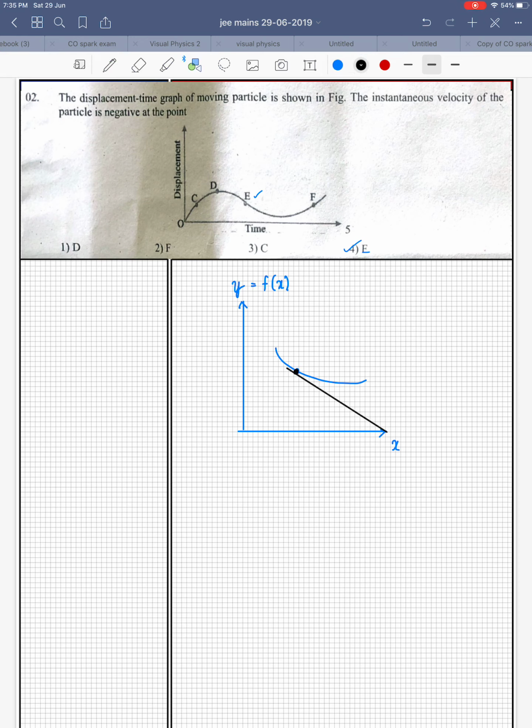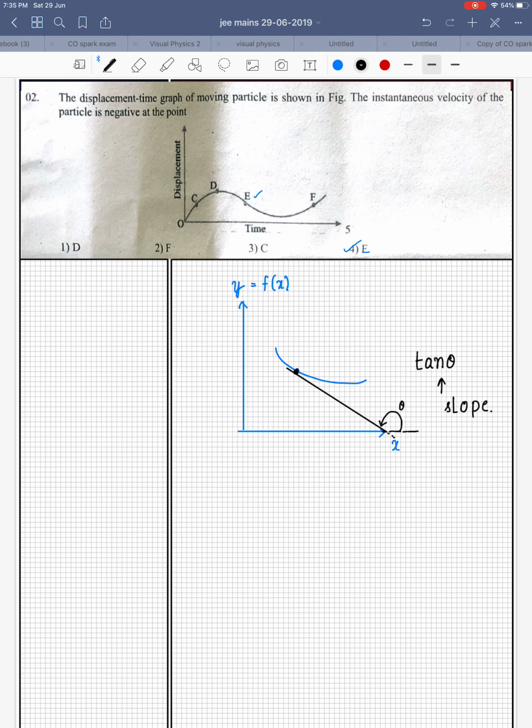at any point, how do you find? Yeah, you draw a tangent. What is the angle made? And tan of that angle, you call it as slope.